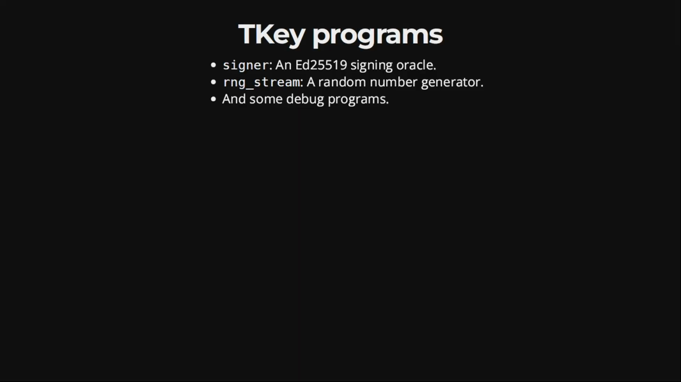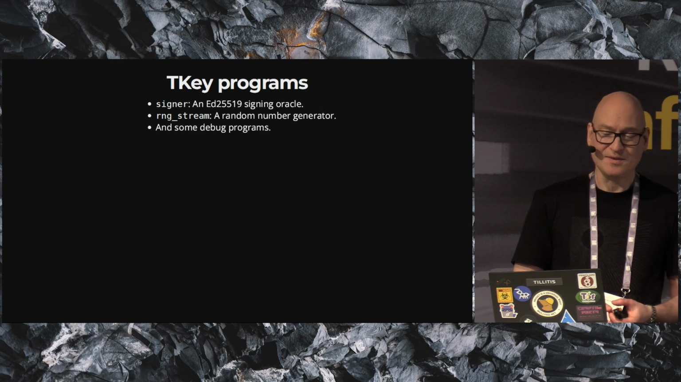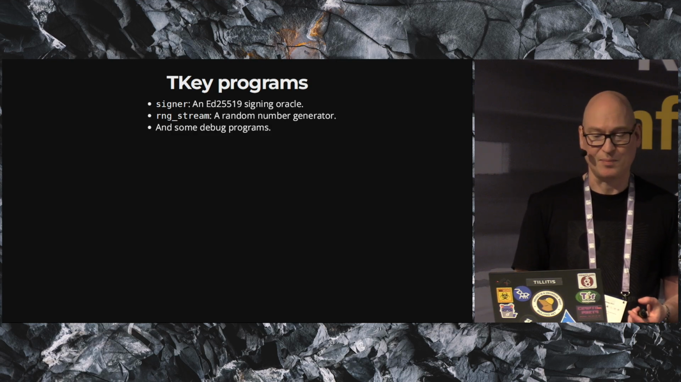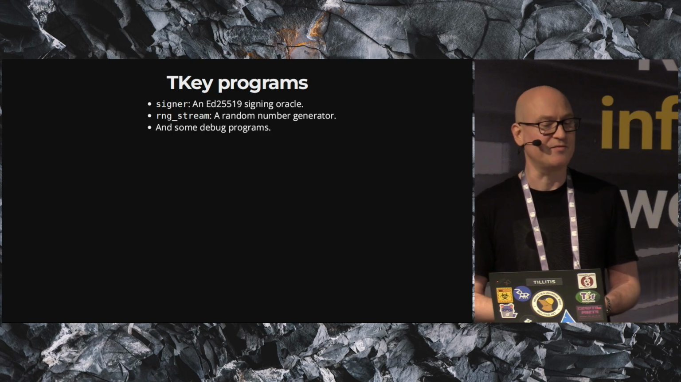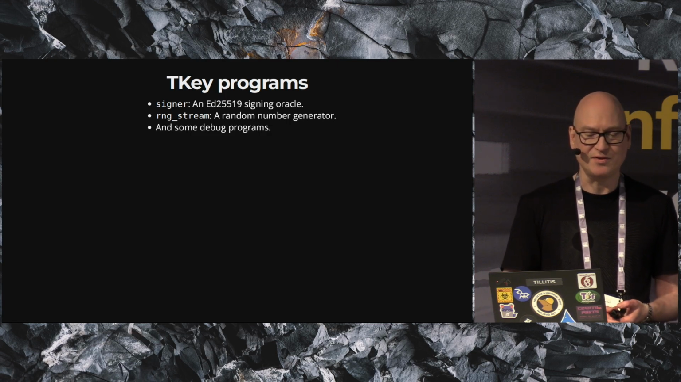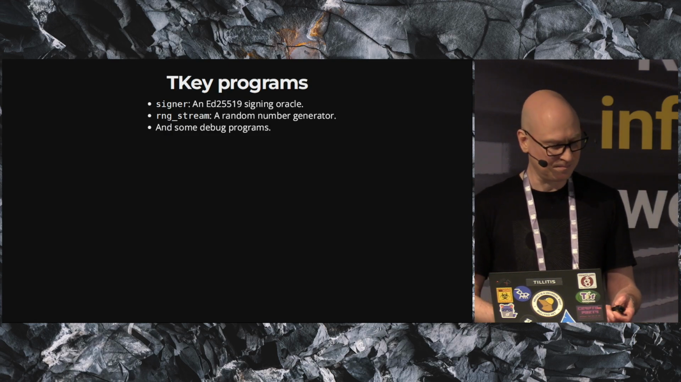Here are some slightly more useful TKey programs. More are in development, but we are focused right now on getting the actual device finished. Signer signs messages sent to it by the client using the compound device identifier as a private key and to derive a key pair. It uses elliptic curve for signing operations. It's written in C and uses the monocipher library for crypto operations. RNG stream outputs really good random numbers. It's also written in C. It uses the true RNG to seed a pseudo RNG again and again.